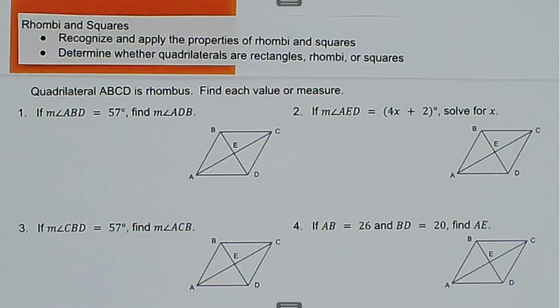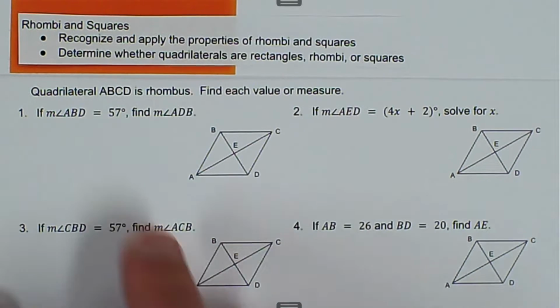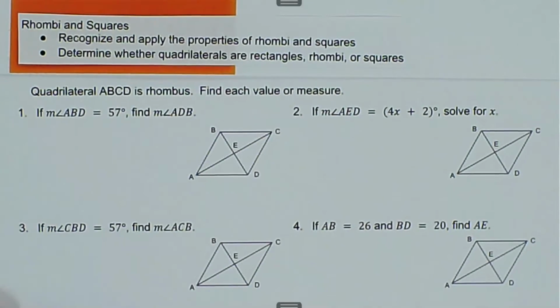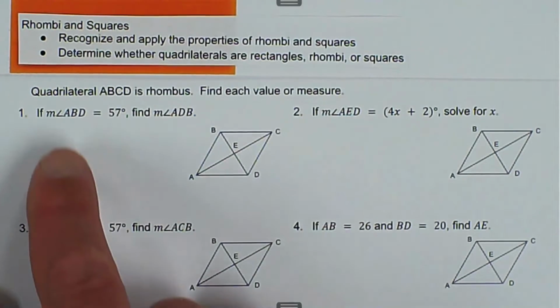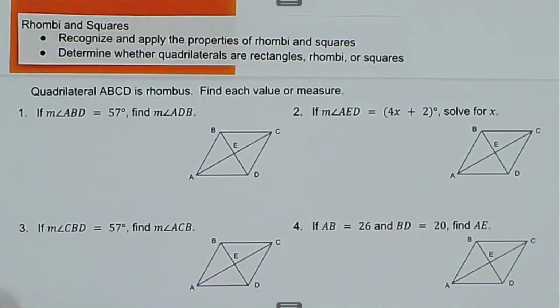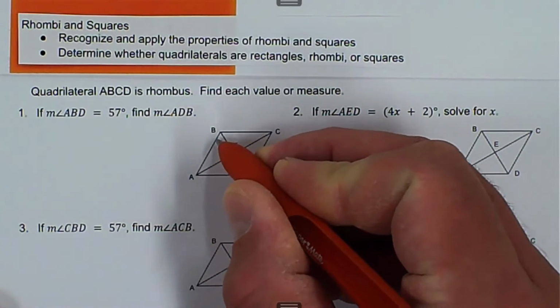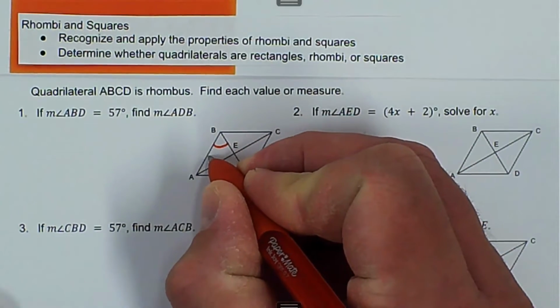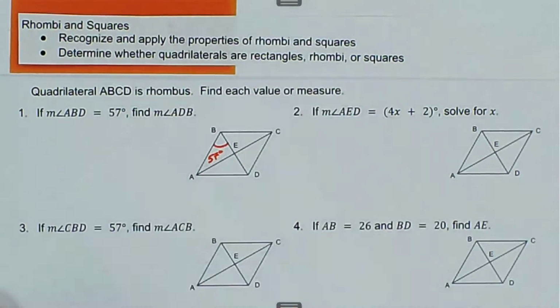We are talking about rhombi, and we want to recognize and apply properties of rhombi in squares. So here it says quadrilateral ABCD is a rhombus. Find each value or measure. So number one, it says the measure of angle ABD is equal to 57 degrees. So here we have ABD, that's this angle right here, and that says that that is 57 degrees.